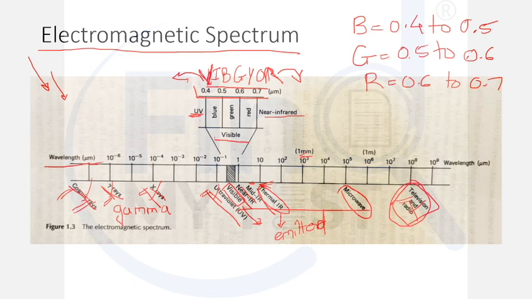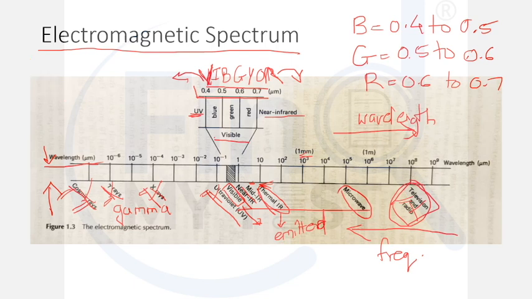Cosmic rays would have the high frequency as they have the lowest wavelength. The same way it goes: the frequency would be decreasing in this order as the wavelength is increasing in this order. Wavelength is increasing in this direction, so frequency would be increasing in this direction. So these are the basic concepts of the electromagnetic spectrum.